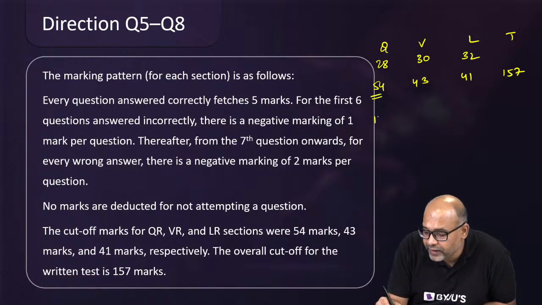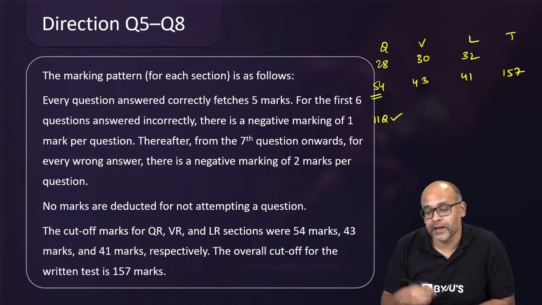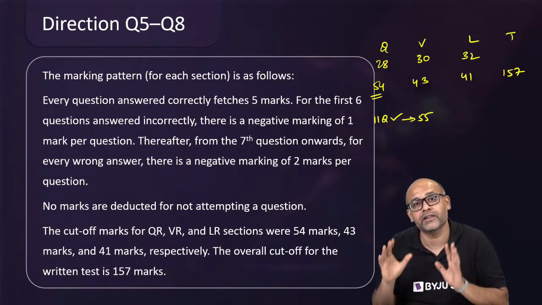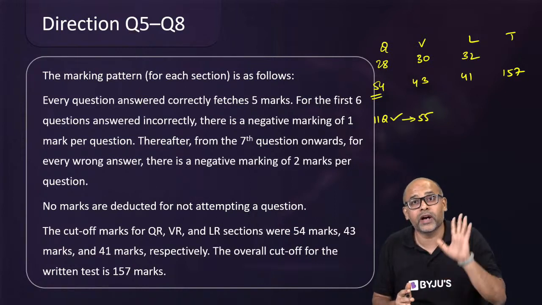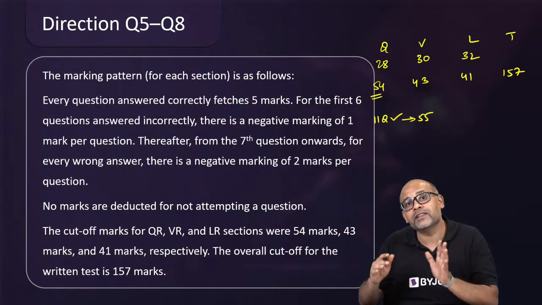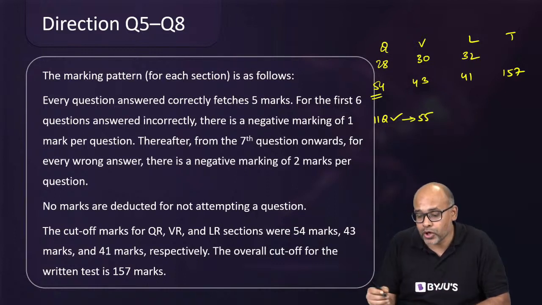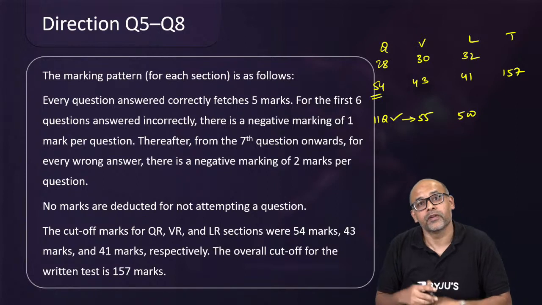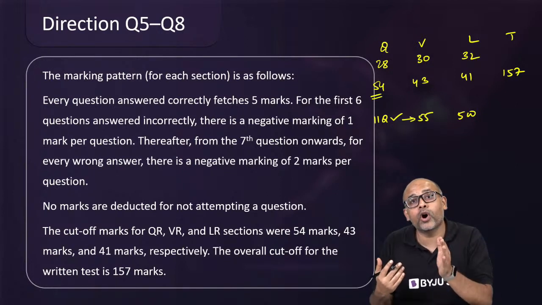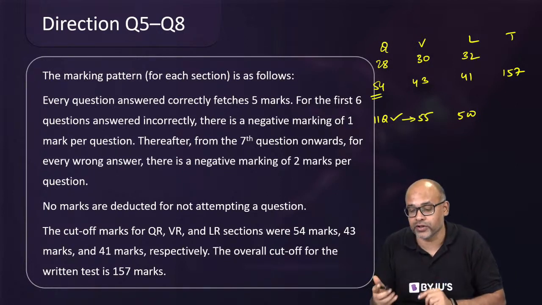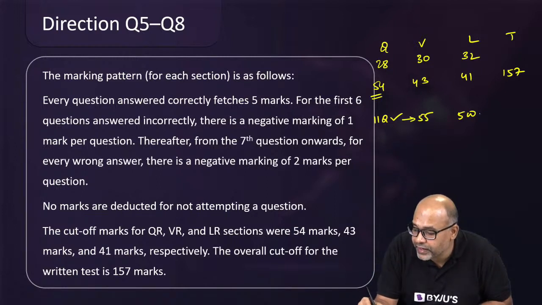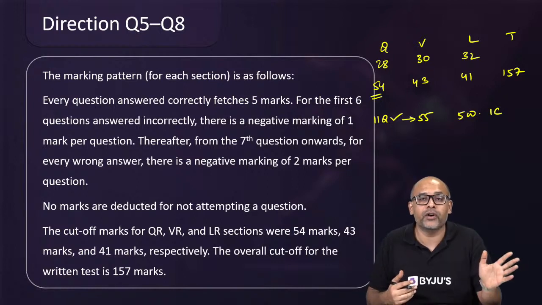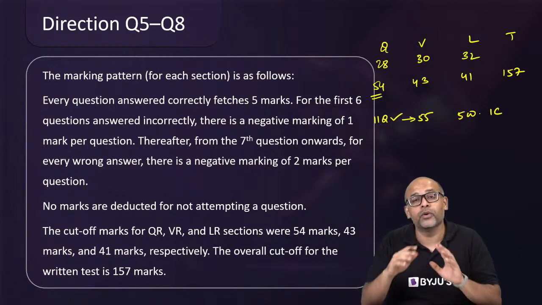If I get 11 questions correct, then I will get 55 marks. 11 questions correct gives me 55 marks. My cutoff is cleared. Now I will start putting negative marks. So if I give 5 wrongs, 5 negatives, but I want 1 question correct for these 5 wrongs. So for 5 wrongs, I will get 1 correct. What will happen? The net effect? 5 questions, 5 marks gone, 1 correct, 5 marks plus.